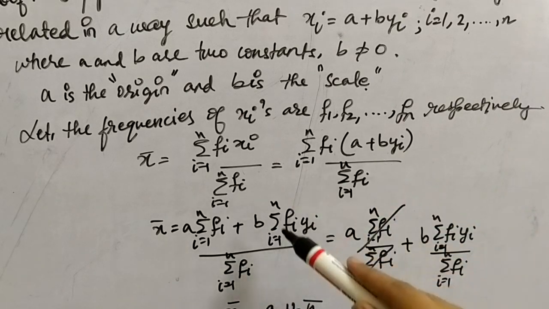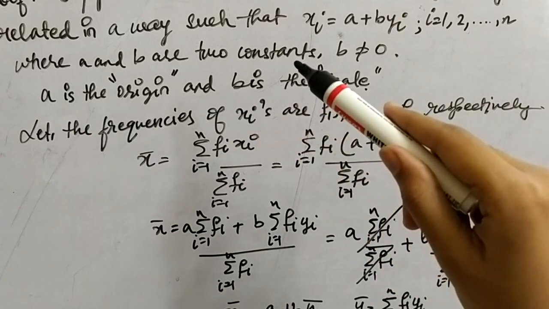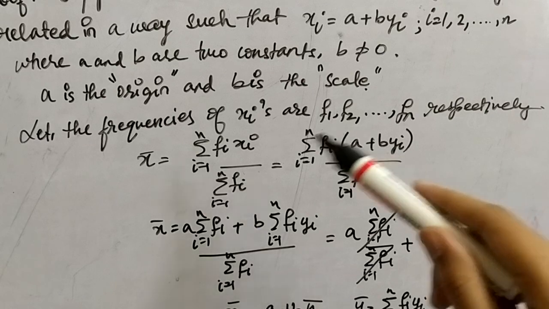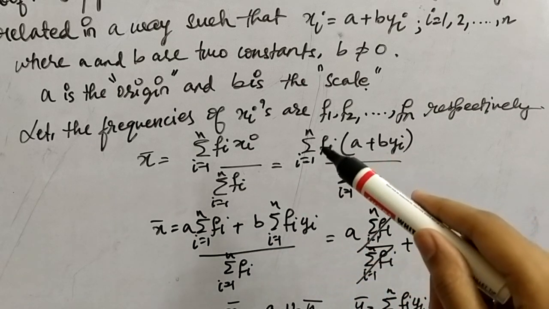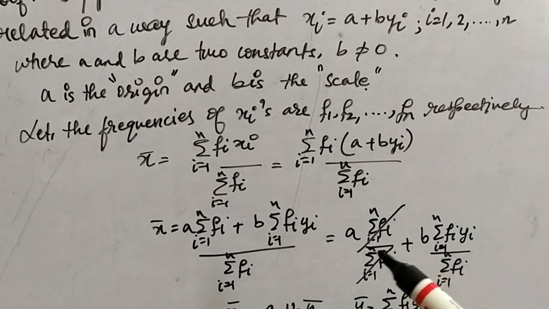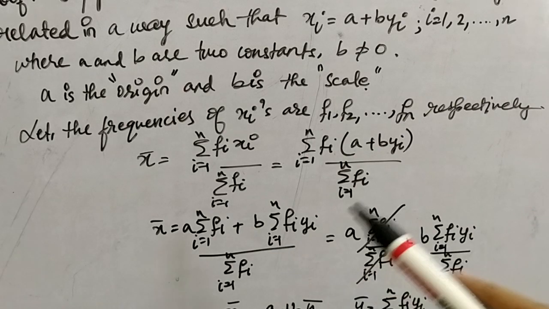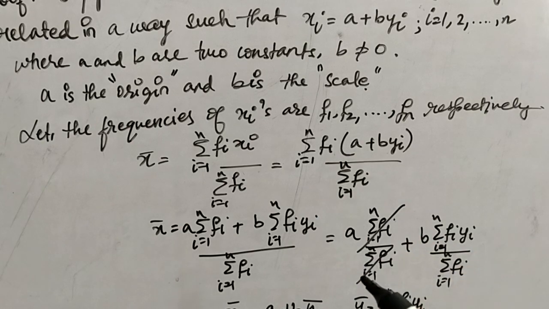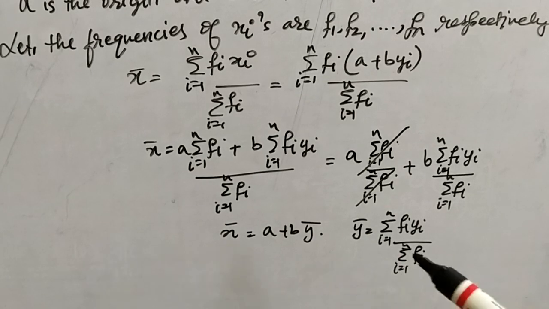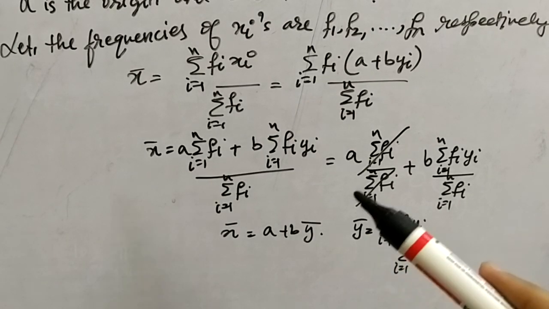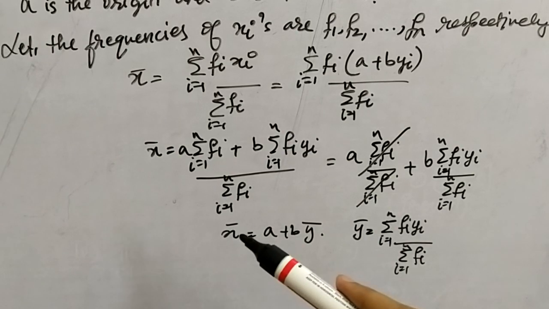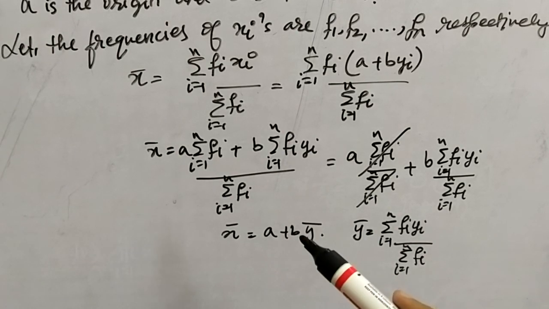Here a and b are constants, as I have written and mentioned. Since a and b are constants, we have to take them out, and we have to multiply fi with yi. So we have separated the numerator and the denominator, and after calculation we arrive at this step, which clearly says that the arithmetic mean depends upon both origin a and scale b.